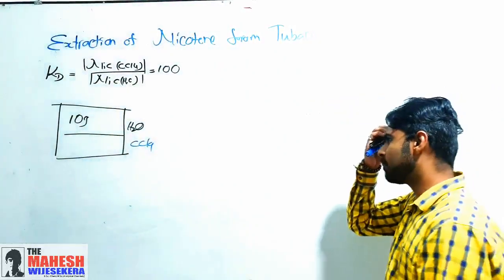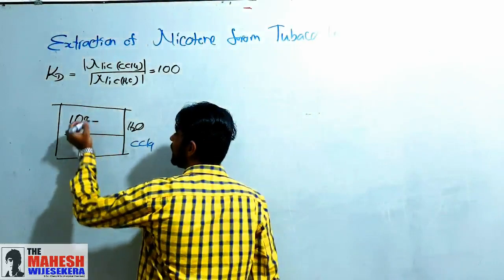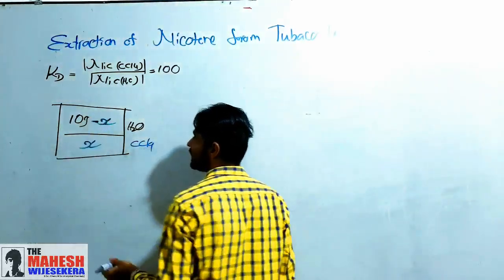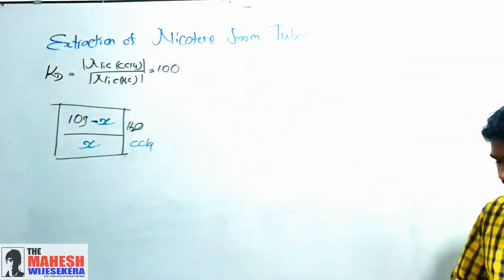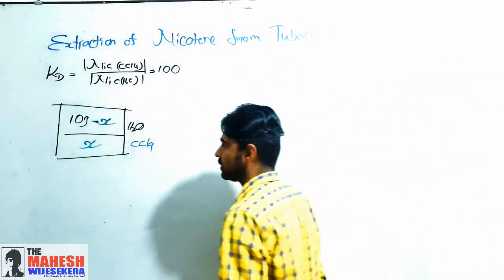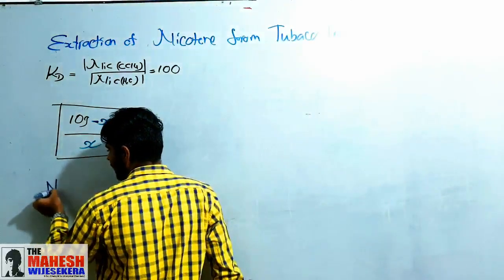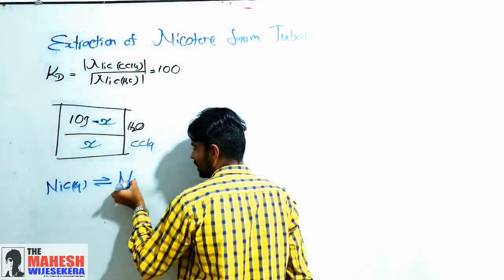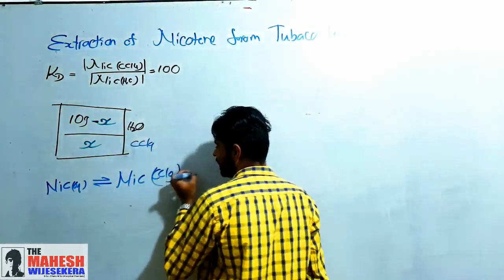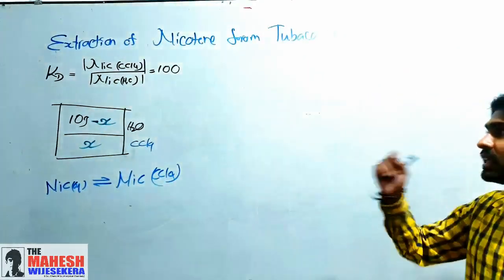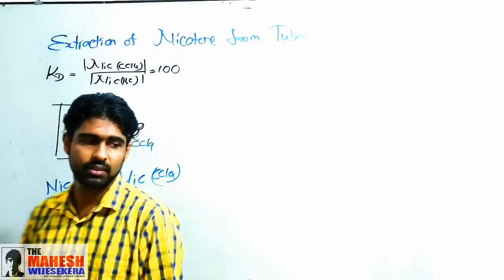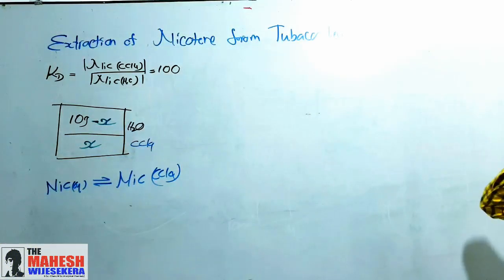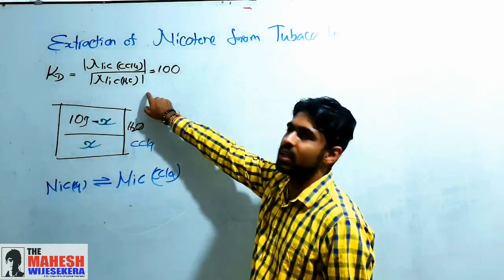So you had 10 grams. Suppose the amount moved into the CCl4 layer is X. So now in the CCl4 layer, you have X grams. So what is the equation? Nicotine aqueous has an equilibrium with nicotine CCl4. Just write that equation because the equation sometimes carries some marks. So we are going to apply this equation.